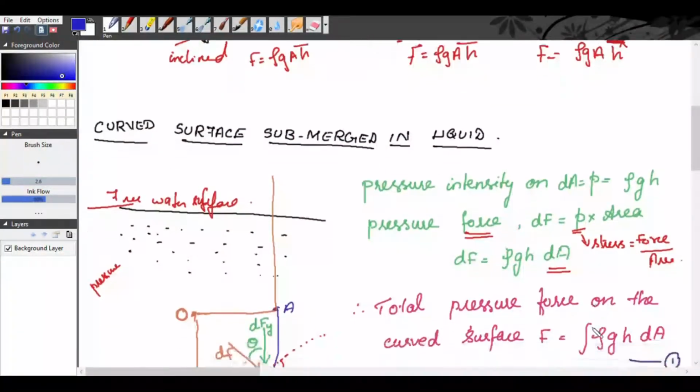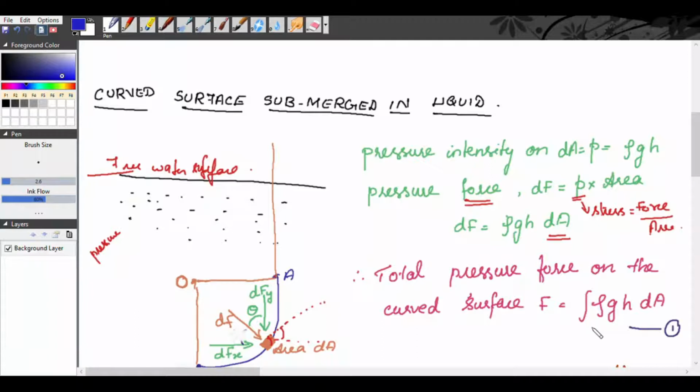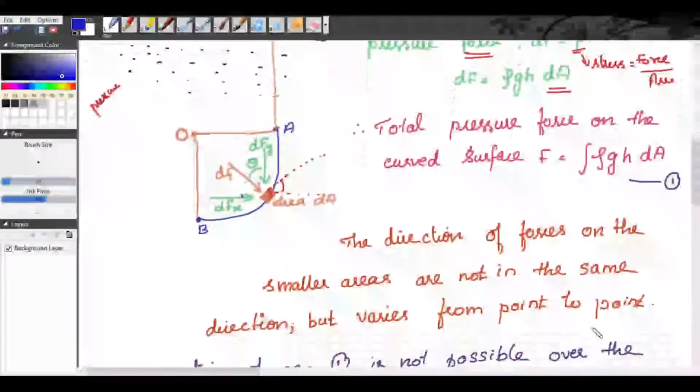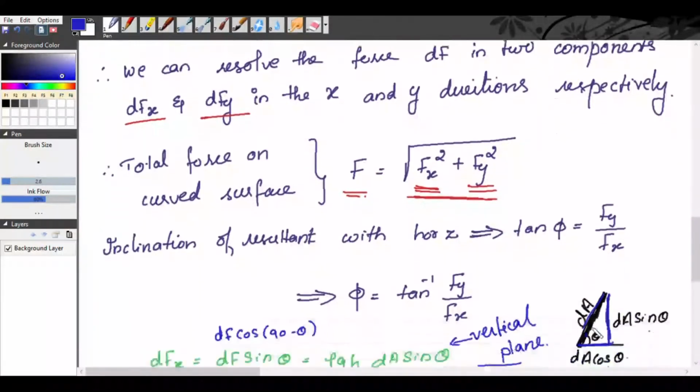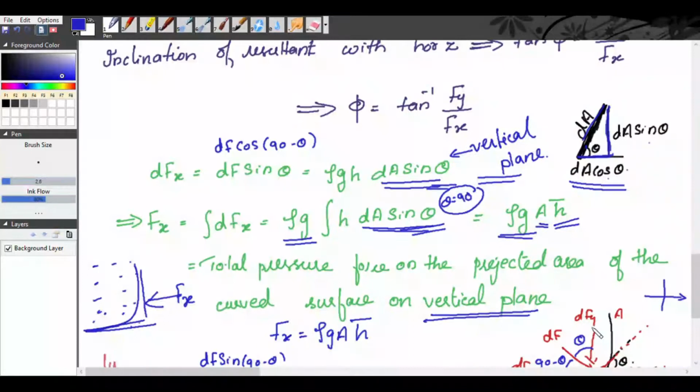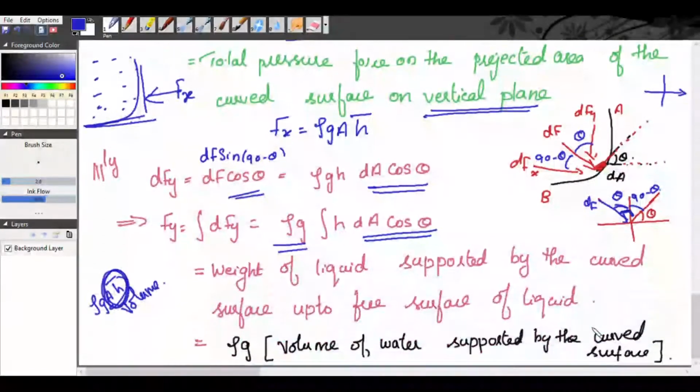And in general, we take rho g h into dA. Because it is a curved surface, you cannot integrate it directly. So we are resolving it into horizontal and vertical components. Then our force on the vertical plane will be equal to rho g A h bar, and the force on the horizontal plane will be equal to rho g into the volume of water displaced by the curved surface.